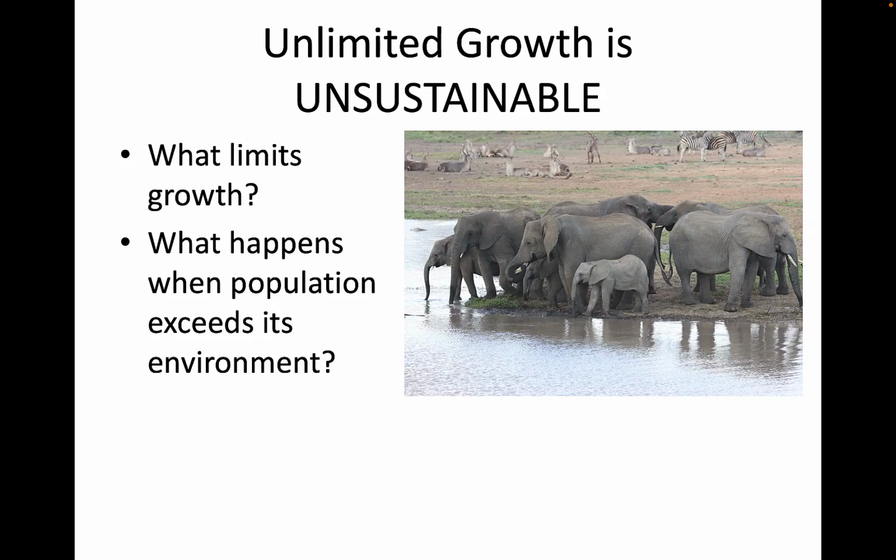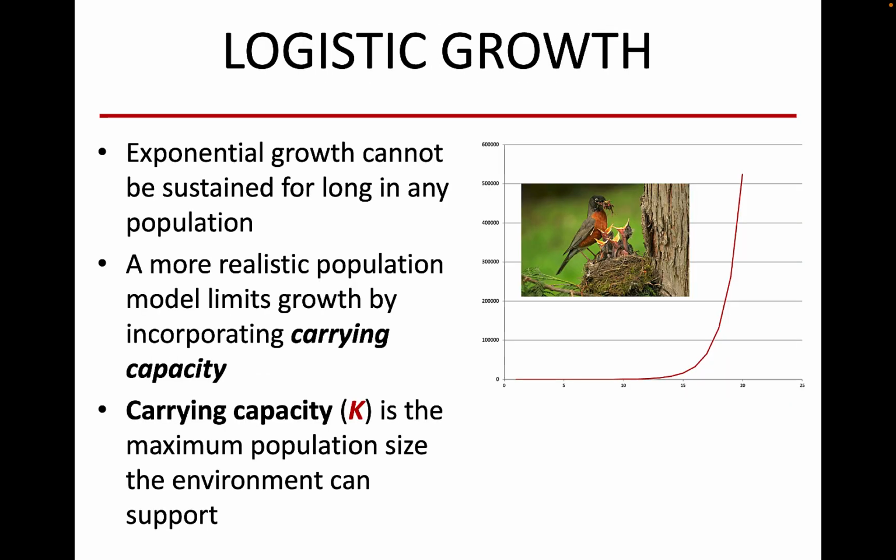Welcome to part 3 of today's lecture. And in this, we're going to look at the reality that unlimited exponential growth is unsustainable. So we're going to talk about what limits population growth and what happens when a population exceeds its environment.